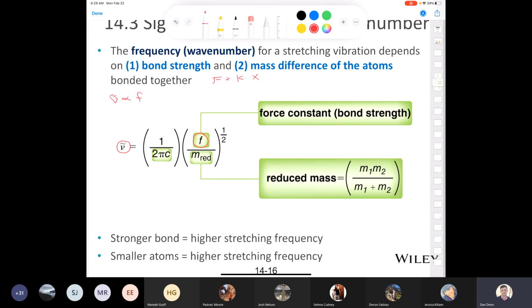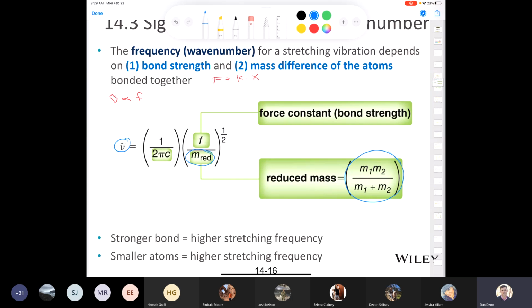Okay. What else? We see that wave number is inversely proportional to reduced mass. Now, if you're like, what the heck is a reduced mass? Here's the formula for reduced mass. It would be wise to have this formula in your head, which is another way of me saying you need to memorize this formula. It's just the product of the masses of the two atoms in the bond divided by the sum of the masses of the two atoms in the bond.